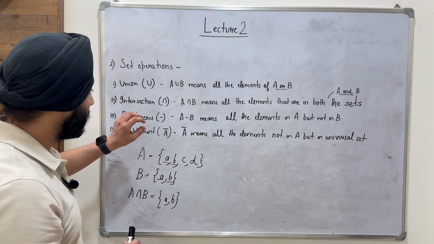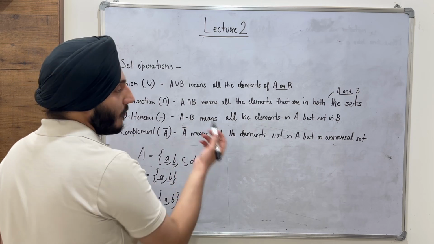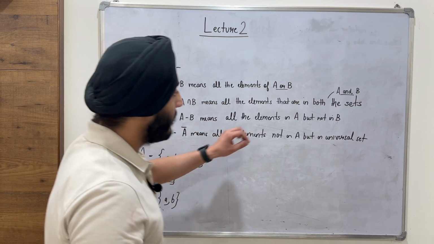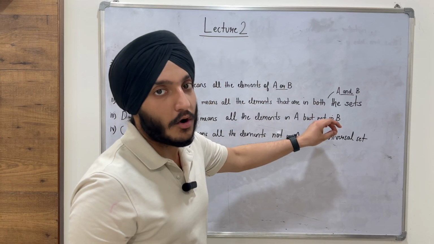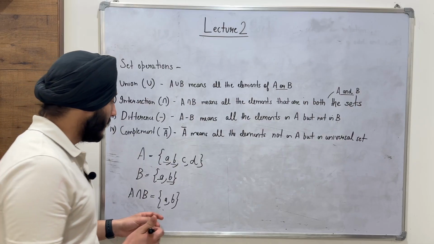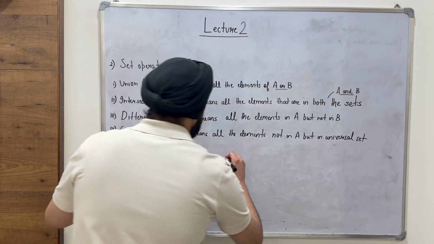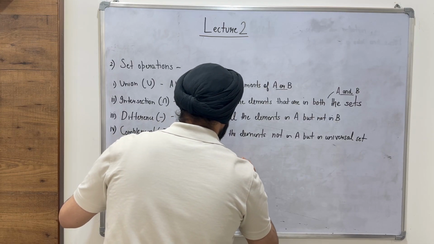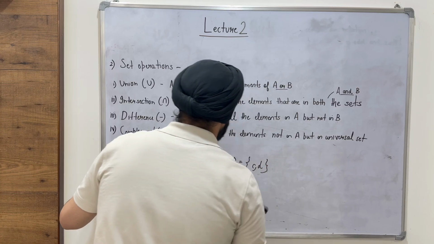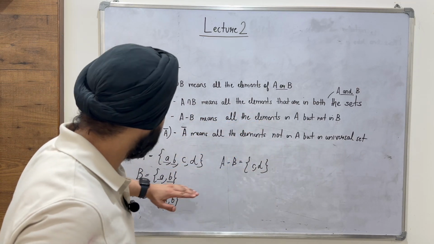So moving on, let's try to understand what is the meaning of a difference. A minus B, or I'm just saying it this way, A difference B means all the elements in A, but which are not in B, right? Let's try to understand with a very simple example again. If I have A and B over here, A minus B would simply be C comma D, which is all the elements in A but not in B.